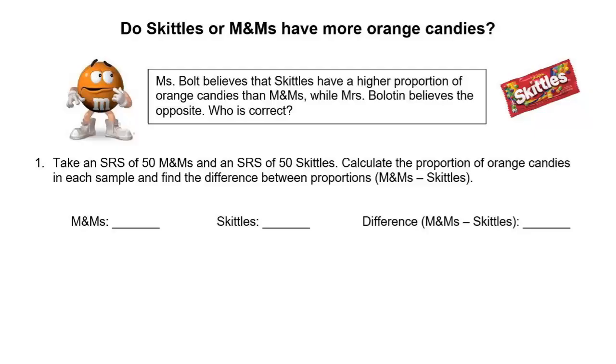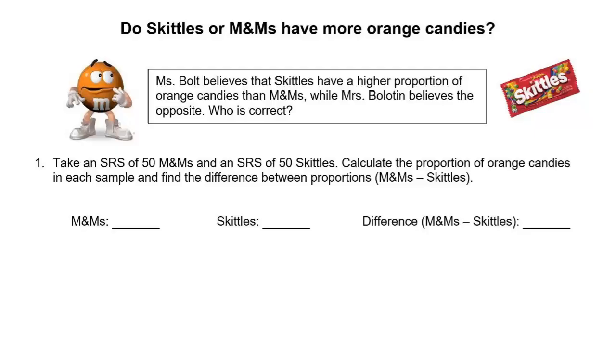So you're going to count the number of orange candies in your sample. You're going to divide it by 50. For the M&Ms, you'll put it on this line. For the Skittles, you'll put it on this line. I'll show you where these are in just a minute. You're actually going to do 2 samples for M&Ms and 2 samples for Skittles. All right? So let me show you exactly how to do this.